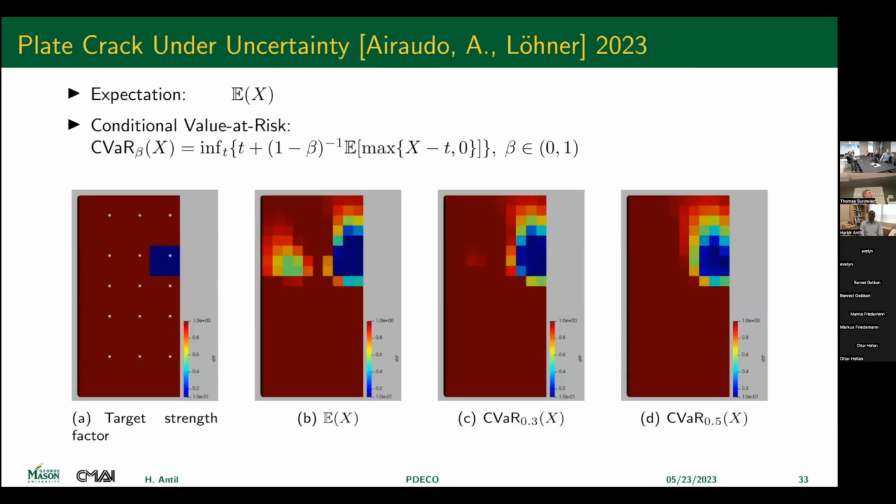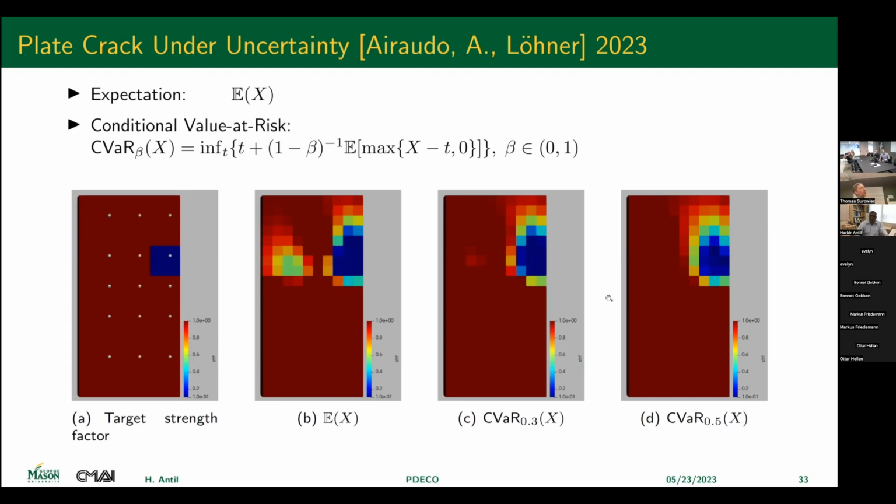And I mentioned this example earlier where we had a plate, a part of the plate was weak, and we had certain sensor measurements. Here the uncertainty occurs because of the load and the measurements. If you minimize the standard expectation, you get a result like this. On the other hand, if you use this risk measure with different beta, the larger the beta, the more conservative you are. You get pretty interesting results, actually.